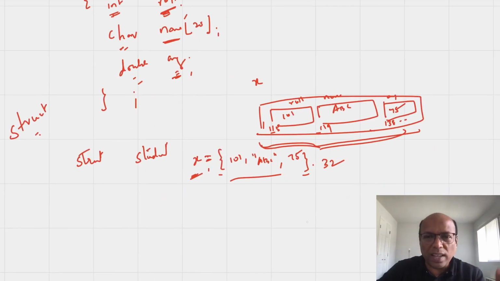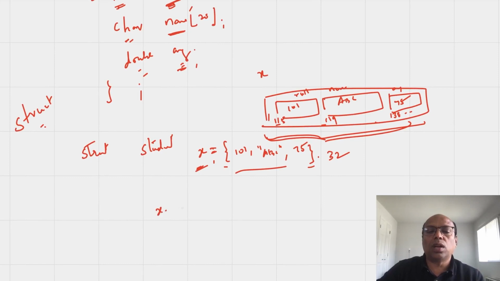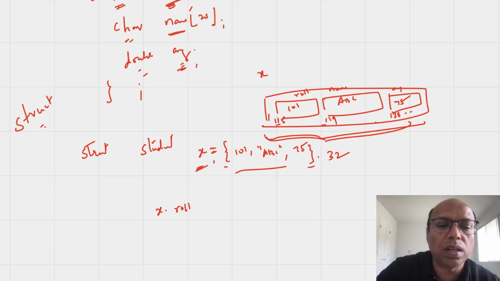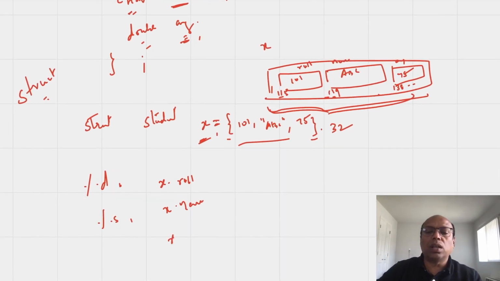Okay, done. Now, how to access them? If you want to access the roll, you can simply say here x dot roll. When I say x dot roll, it is an integer. If you want to print it, you will use %d. Name is a string. Whenever you write the name of the string, x dot name, you will get the first address. You will start printing from the first address till it encounters a null character. If you want the average, how to print? x dot average, %lf. Put it right. So I got this answer: 101 ABC and 75.